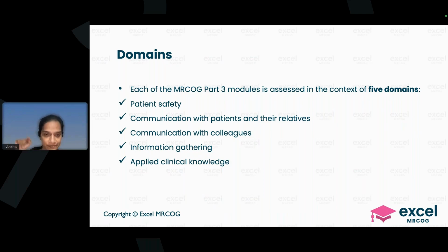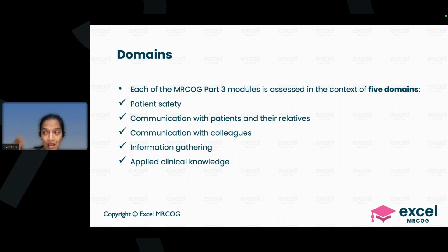Put an asterisk there if you're making notes: communication with colleague is an important domain. Why? Because there are hardly any points that you would need to say to get a full score in communication with colleague. What it assesses is how you talk to the examiner. As I told you, in a structured discussion, you would be assessed for communication with colleague. You would not be assessed for it in a simulated patient task because you're talking to the patient; there it would be communication with the patient. In a structured discussion, it is communication with colleagues, so it assesses how you are talking to the examiner.